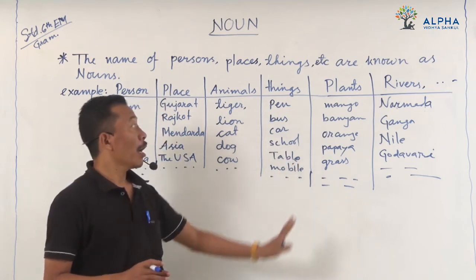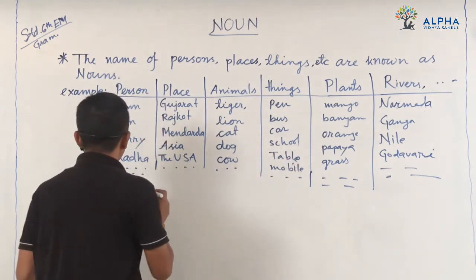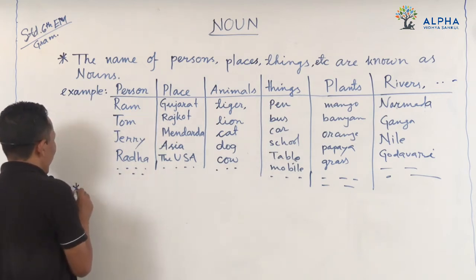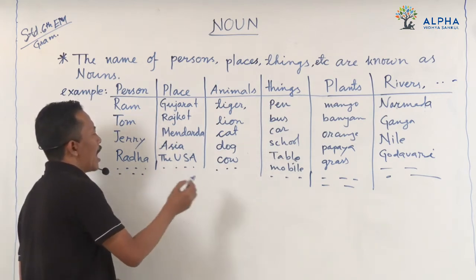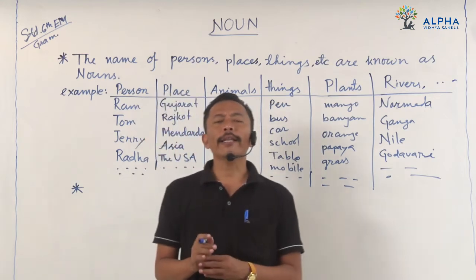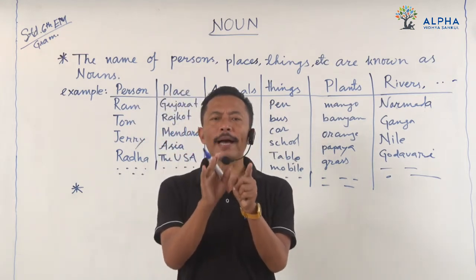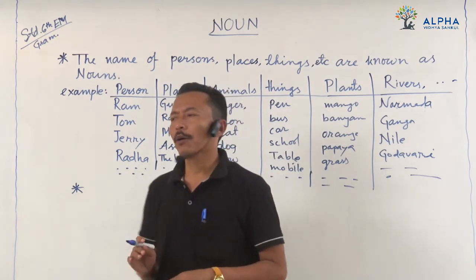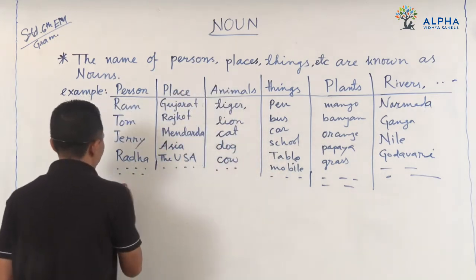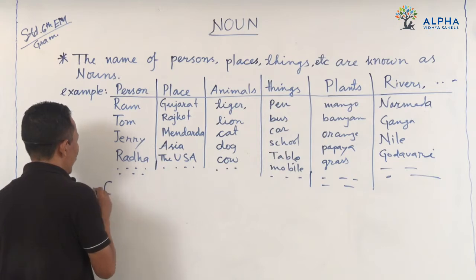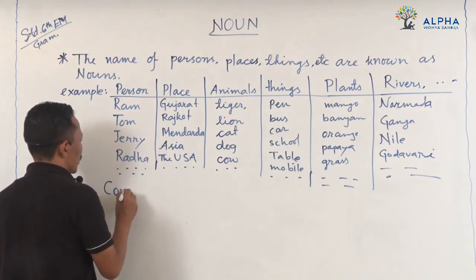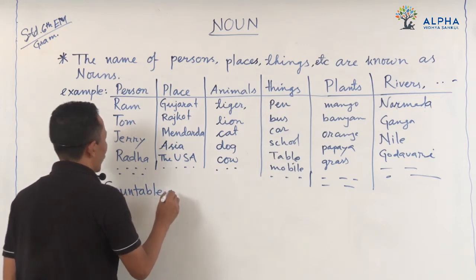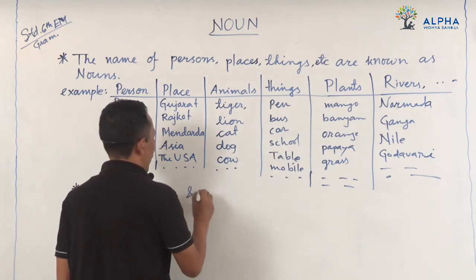I'm giving only some. But my next point is, all these nouns we can divide in two parts, two kinds. One is countable, and another is uncountable.